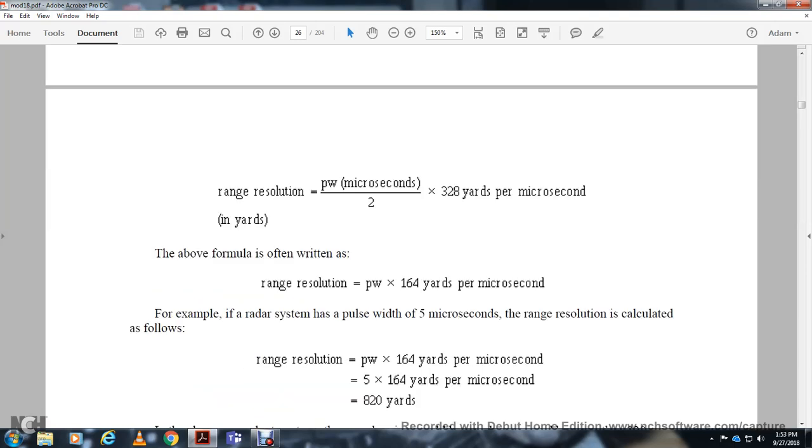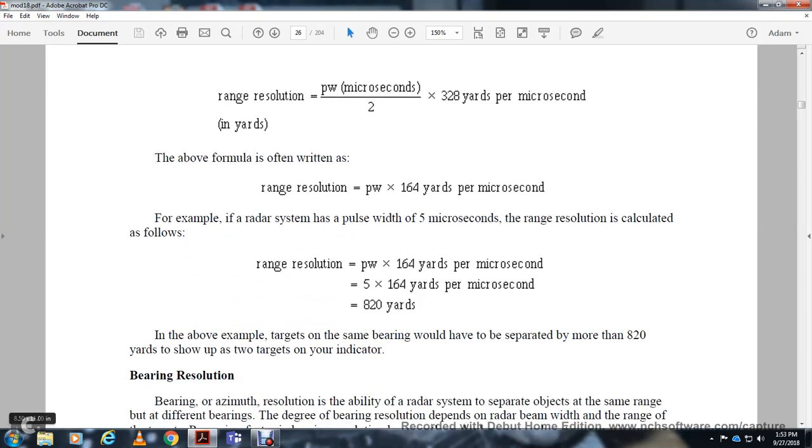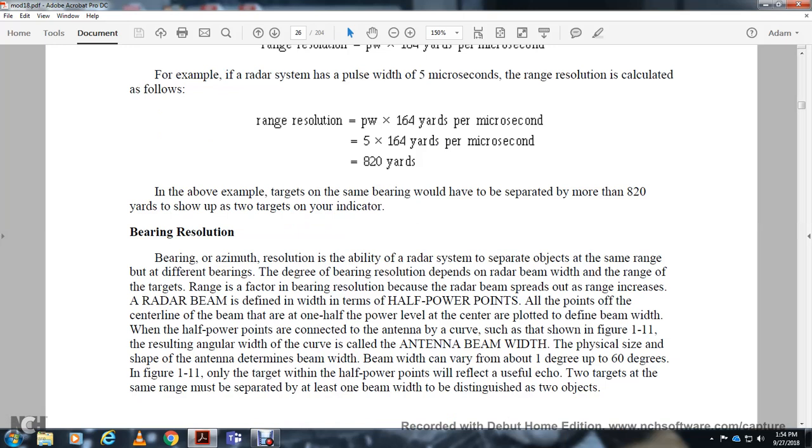For example, for a radar system with a pulse width of 5 microseconds, the range resolution is calculated as follows: range resolution equals pulse width 5 times 164 yards per microsecond, which is 820 yards. In the above example, targets at the same bearing would have to be separated by more than 820 yards to show as two targets on the indicator.